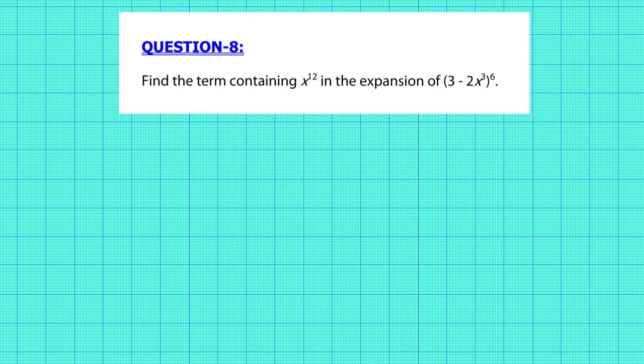Question 8. Find the term containing x to the power of 12 in the expansion of (3 minus 2x cubed) raised to the power of 6. n is equal to 6. Therefore, we can write 6 choose r, 3 to the power of 6 minus r, (minus 2x cubed) to the power of r. This is equal to x to the power of 12.